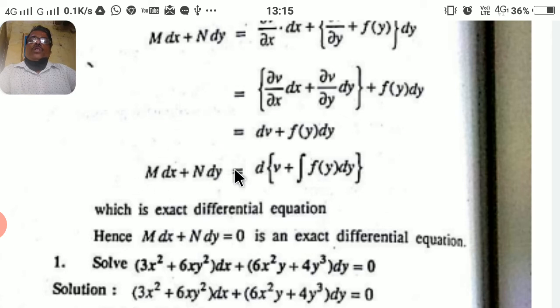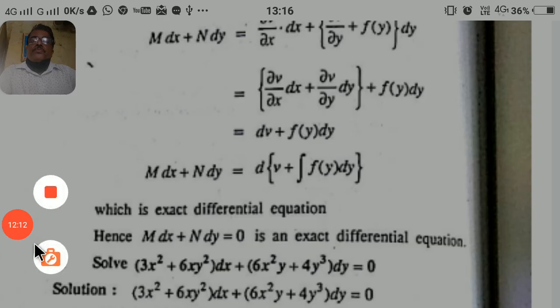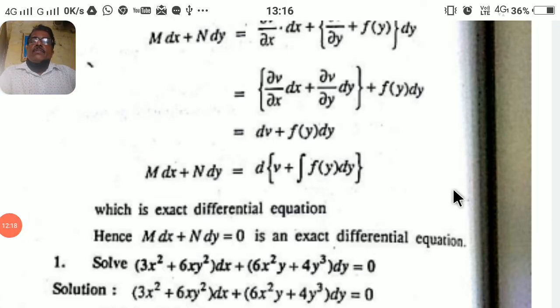So what we proved is that there exists a function, v plus the integral of f of y dy, whose differential is equal to m dx plus n dy. According to the definition of an exact differential equation, there exists a function f of x, y whose differential is equal to m dx plus n dy. Therefore m dx plus n dy is an exact differential equation. Like that we proved the necessary and sufficient condition for a given equation.